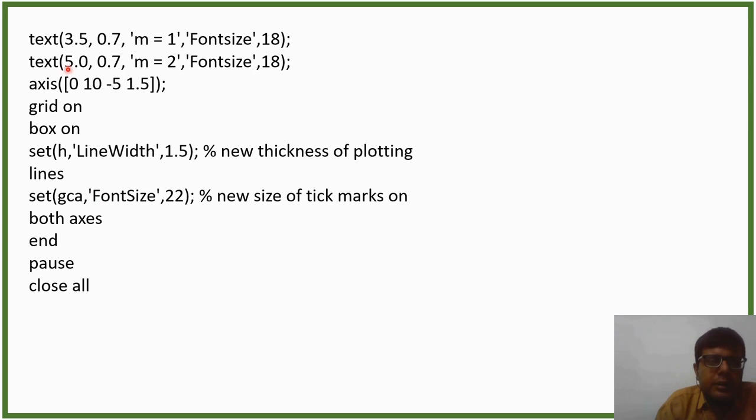Then we have defined the x point and y point for m is equal to 2. We define their font sizes. We set the limit of axis: this is the limit of x-axis 0 to 10, and this is the limit of y-axis minus 5 to 1.5. Then we have set the line width of the edge. Then we have set the new size of tick marks on both the axes. Then we have close on.